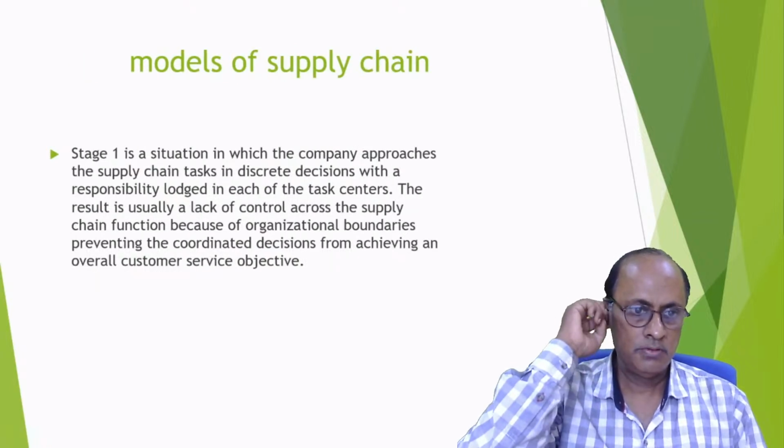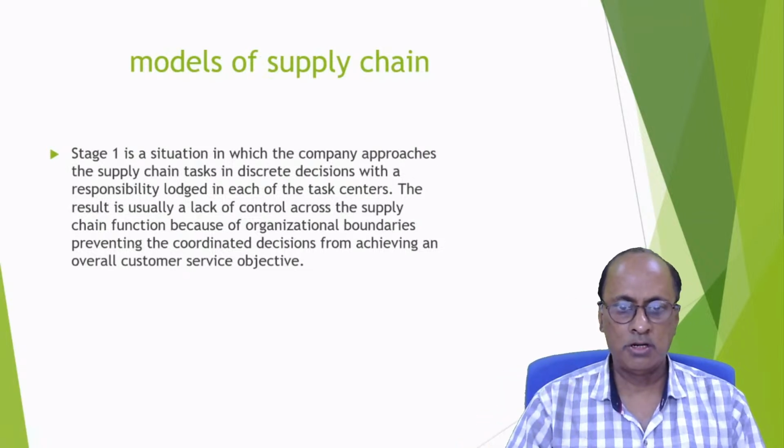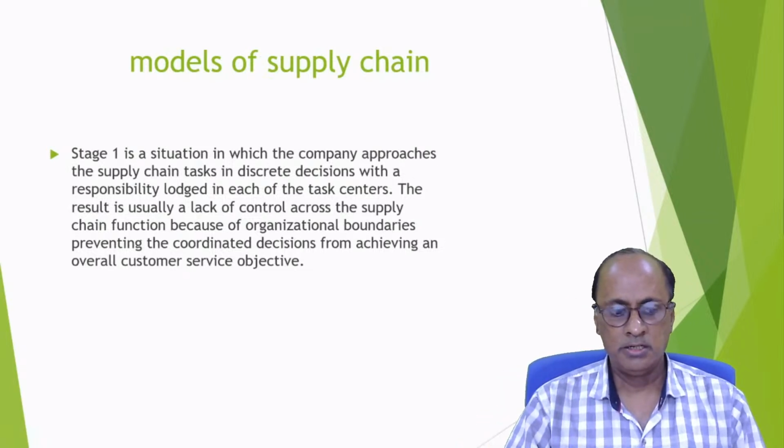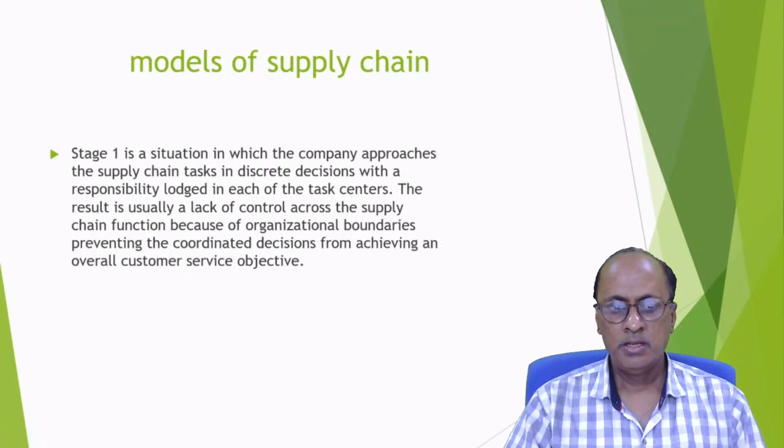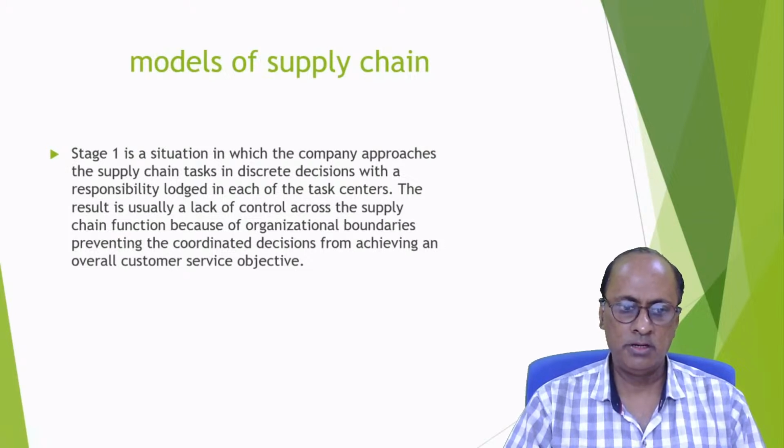Then the models of supply chain deal with different stages. The first stage is a situation in which the company approaches the supply chain task in discrete decisions, with a responsibility lodged in each of the task centers. The result is usually lack of control across the supply chain function because of organizational boundaries, preventing the coordinated decisions from achieving an overall customer service objective.